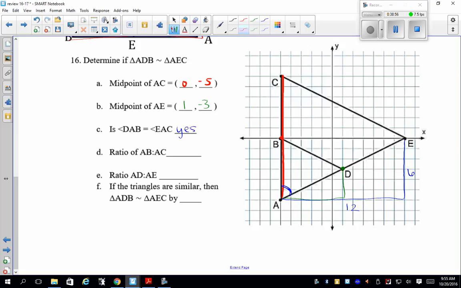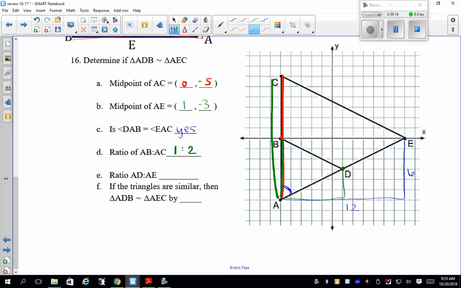The ratio of AB to AC. I found the midpoint and it was at B. So that means AB is half of AC. So the ratio is going to be 1 to 2. Just like 1/2, but we're writing it a little bit differently.